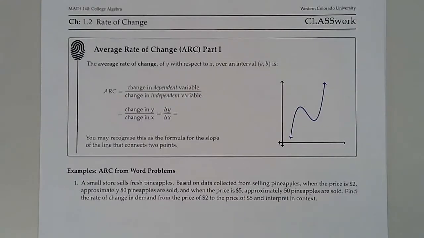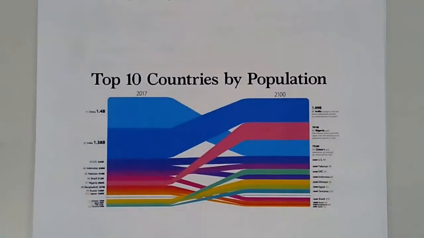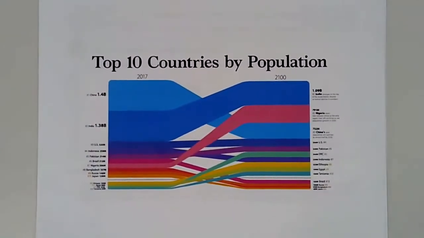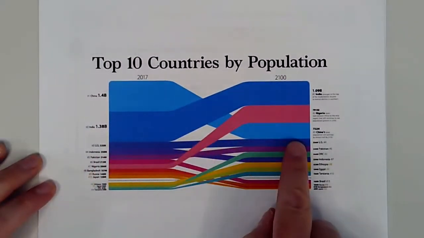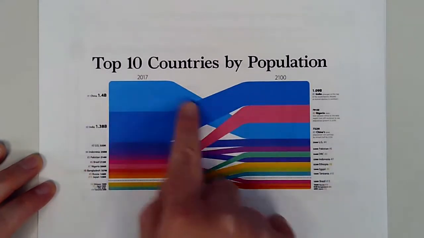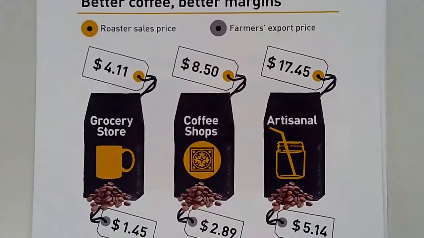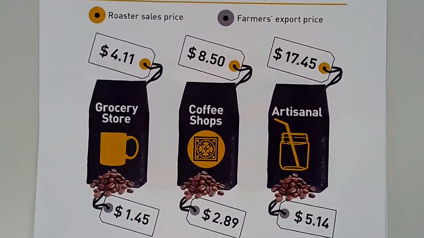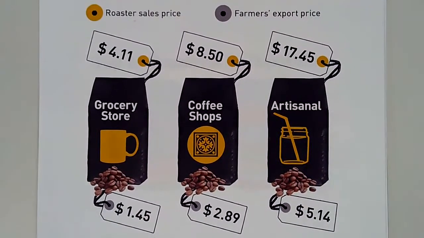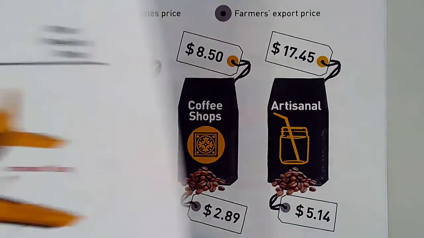Section 1.2 is called rate of change. Something mathematicians are really interested in is how things are changing. For example, if we look at how population changes over time, is it constant? Is it increasing? Is it decreasing? How does the price that farmers charge for their coffee beans change the price that you're going to pay for your morning cup of coffee?